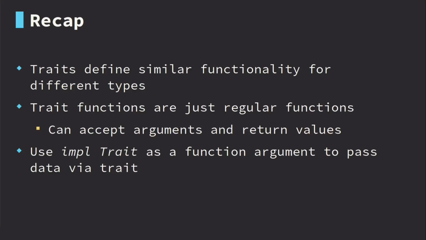To recap, traits define similar functionality for different types. Trait functions are just regular functions. They can accept arguments, and they can return values. In general, you almost always want to have a reference to self in your trait functions. You can also use impl trait as a function argument to pass data via traits.